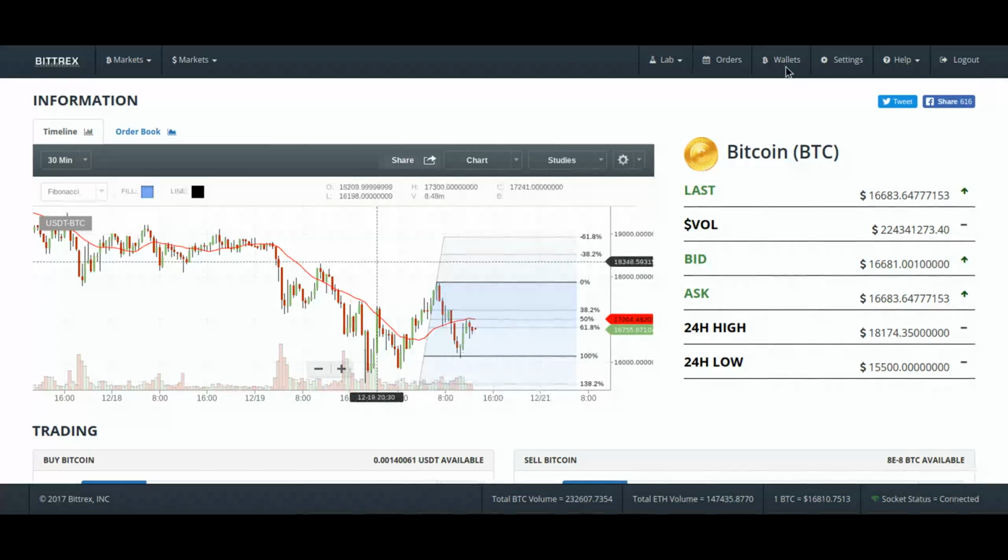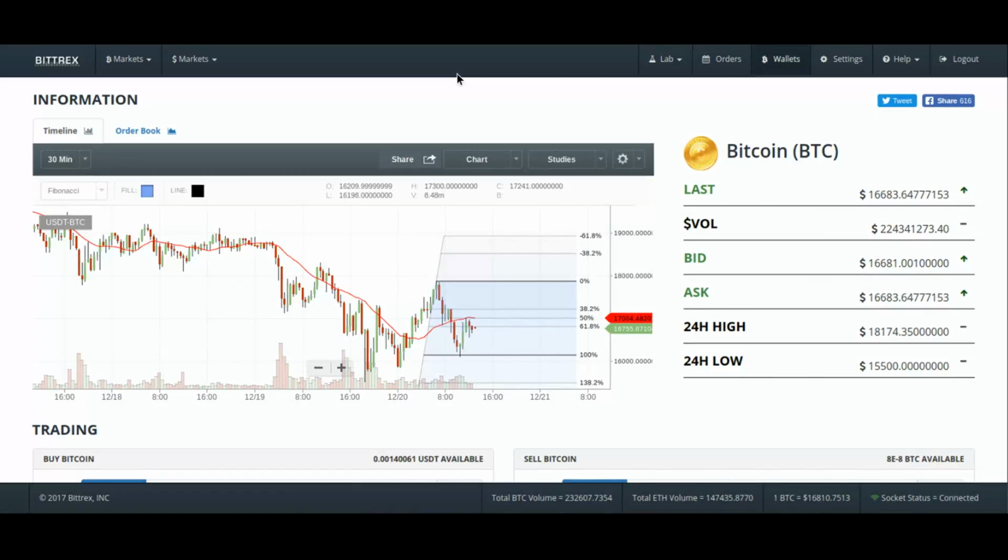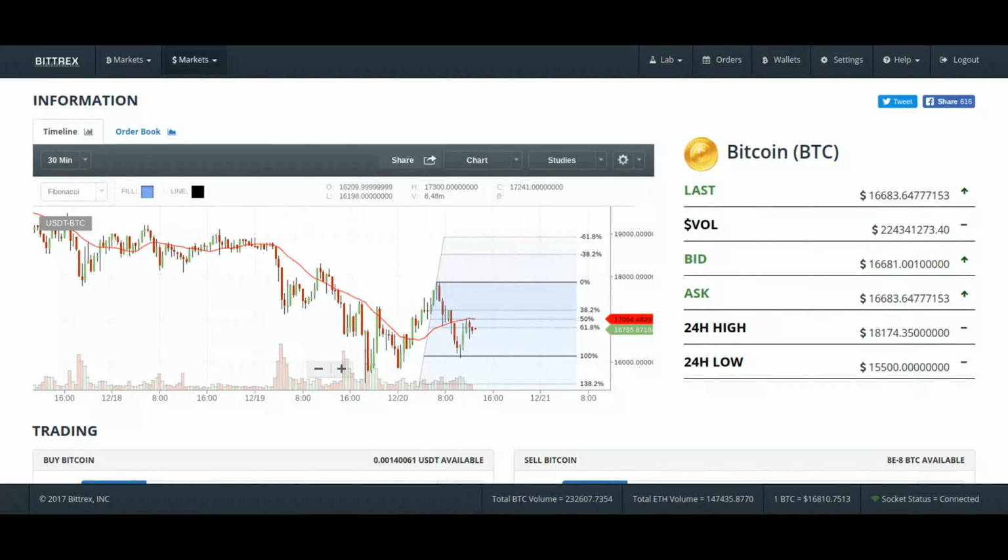Let me see what coins I have, because I do want to show you how to transfer funds. Or is anybody even interested in that? Anybody interested in figuring out how to transfer funds from one exchange to the other?